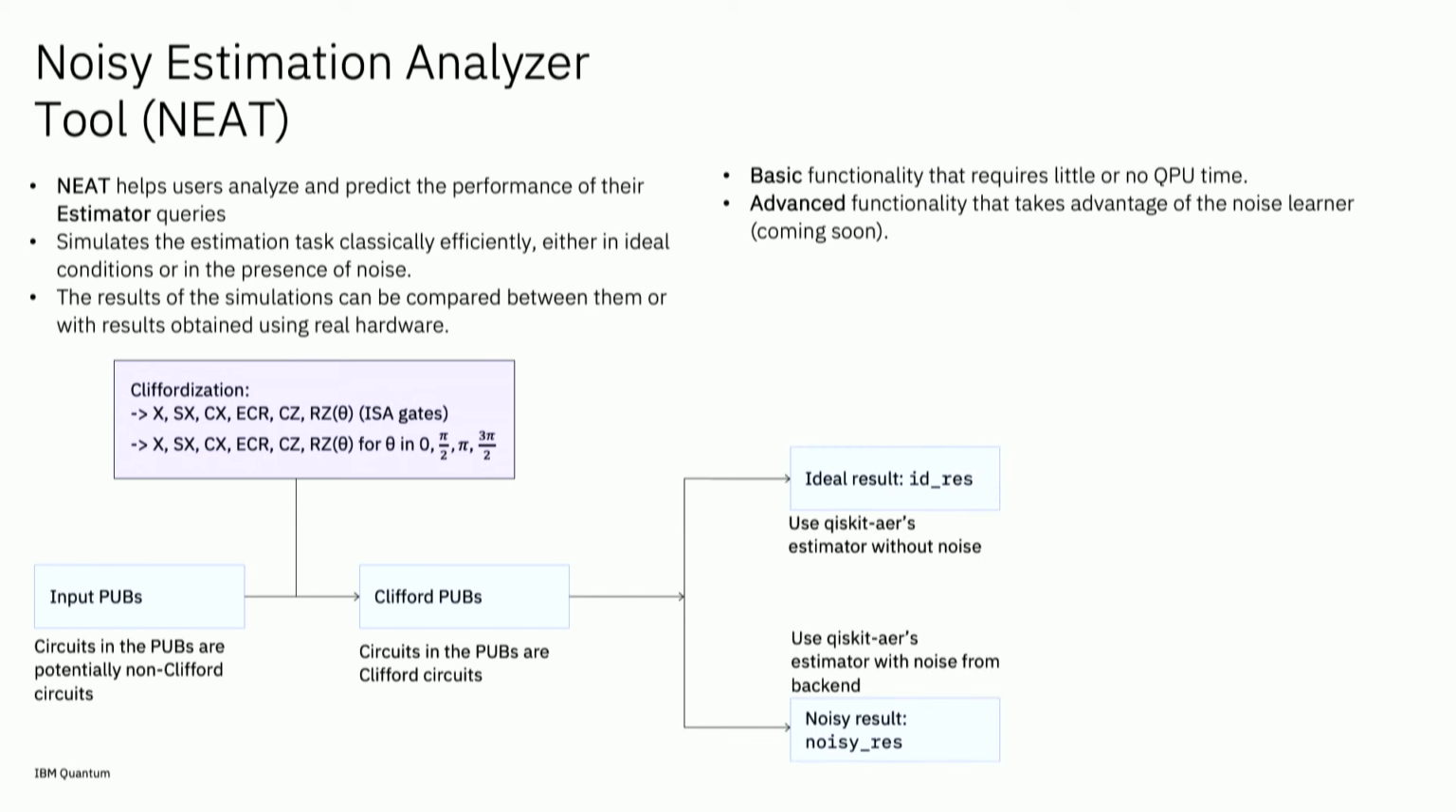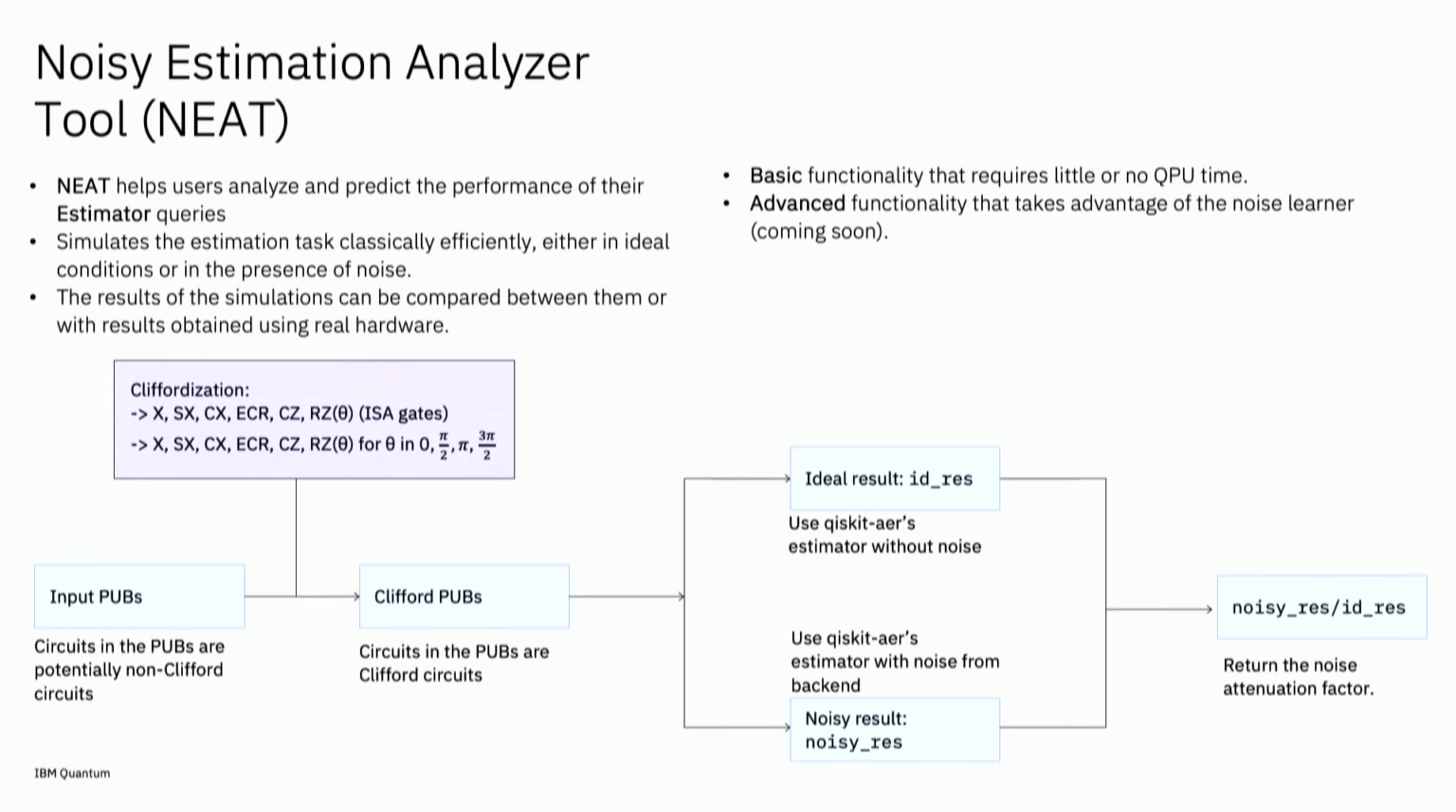And then, since you have Clifford circuits, you can leverage Qiskit Aer to simulate them. You can do ideal noiseless simulations, and you can do noisy simulations. And then at the end, you can calculate figures of merit. Here in this case, I'm showing the noise attenuation factor, in which we're dividing the noisy expectation values by the ideal expectation values. So you can see that in a noiseless situation, this factor should be 1.